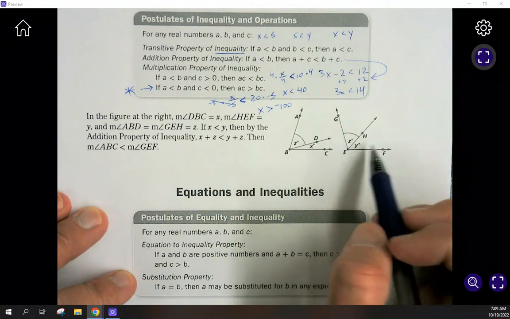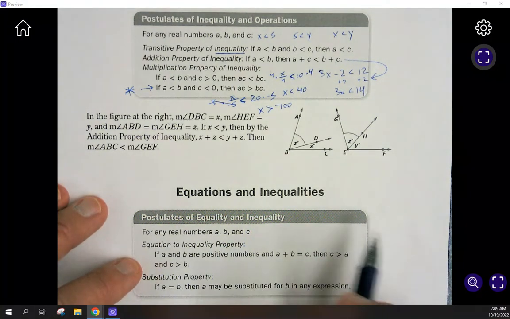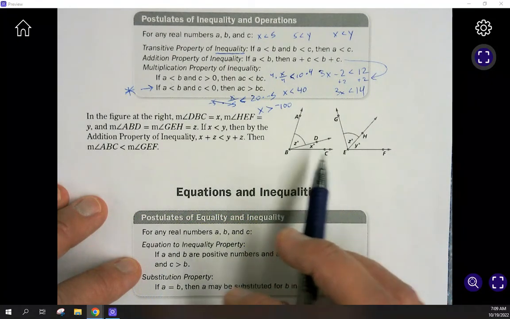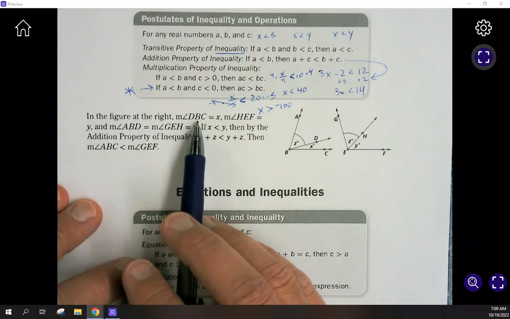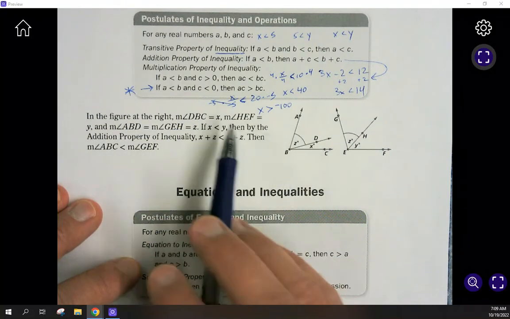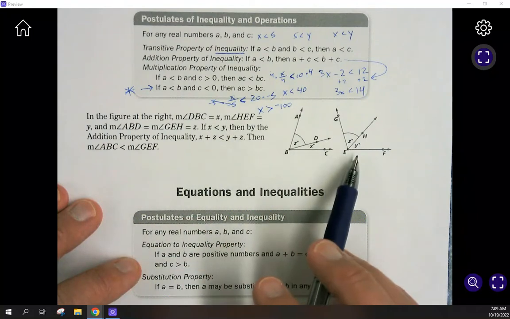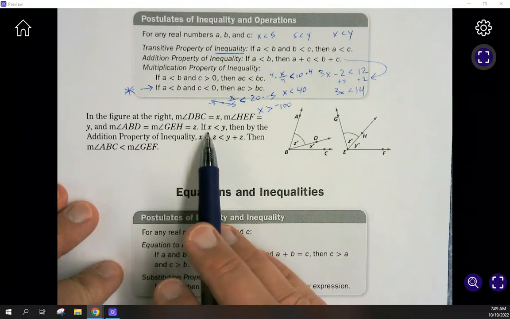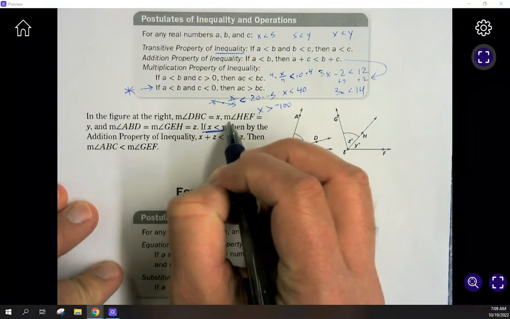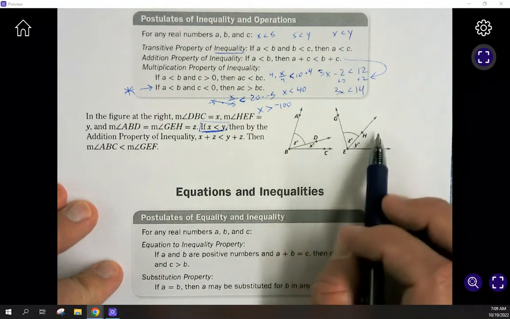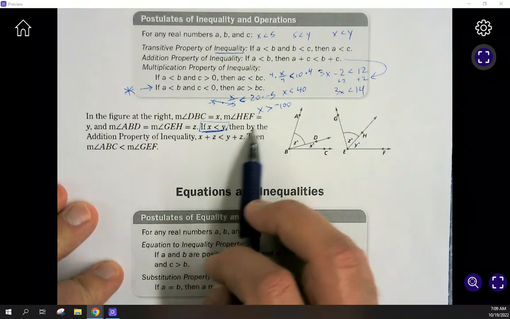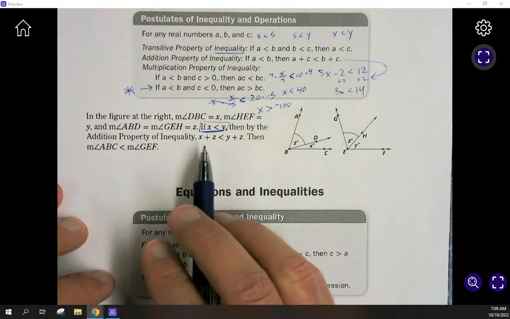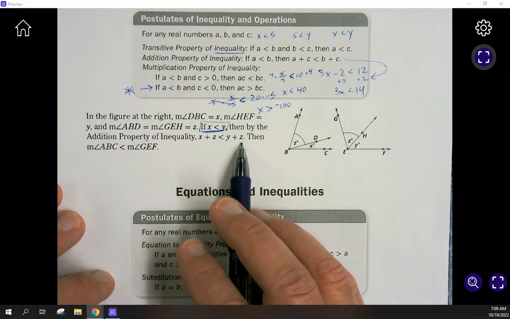And so X looks to be smaller than Y. If that's given to you, we're allowed to assume that, but if it's not given to you, you can't. So at the figure at the right, you've got angle DBC, which is X, and the measure of HEF is Y. And then they tell you that both of these are equal to Z. If X is less than Y, which it certainly looks like in the picture, then by the addition property of inequality, I am allowed to assume this: X plus Z is less than Y plus Z.